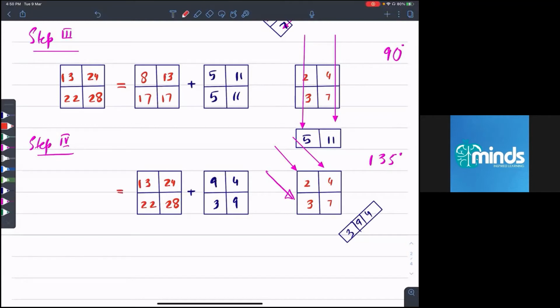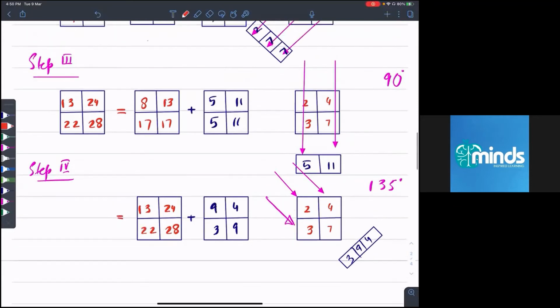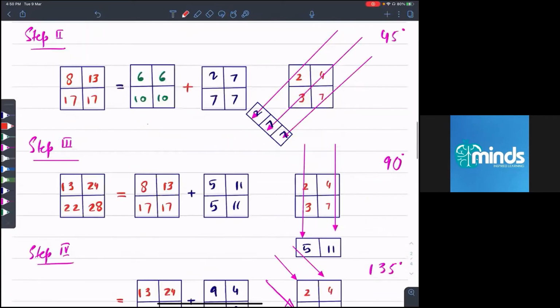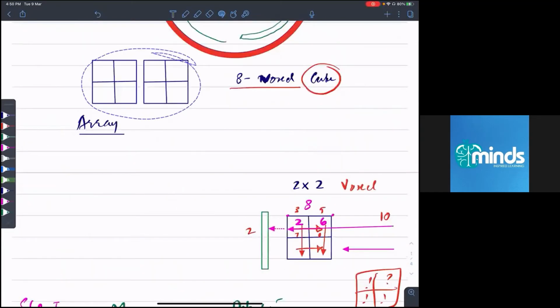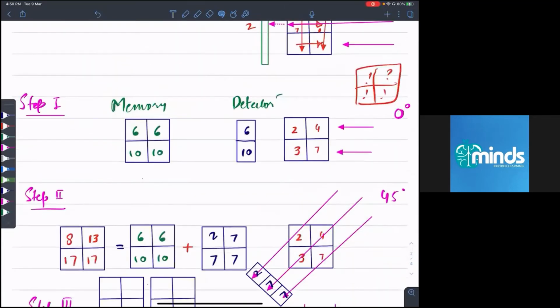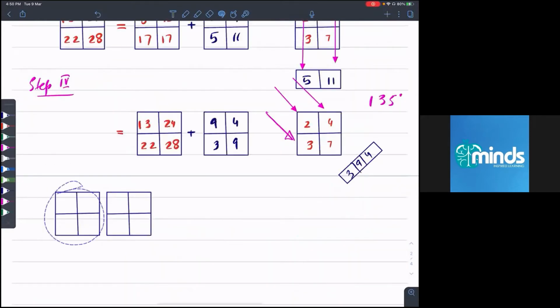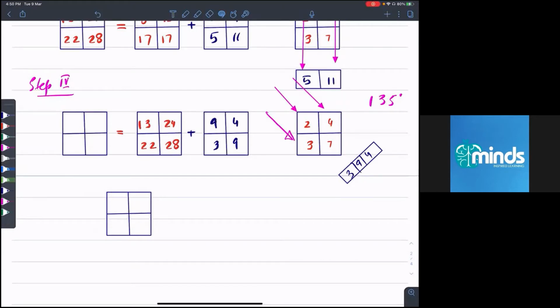Is equal to... now if I add them, 24 plus 4 will become 28. 13 plus 9 will become 22. 28 plus 9 will become 37 and 22 plus 3 is 25.